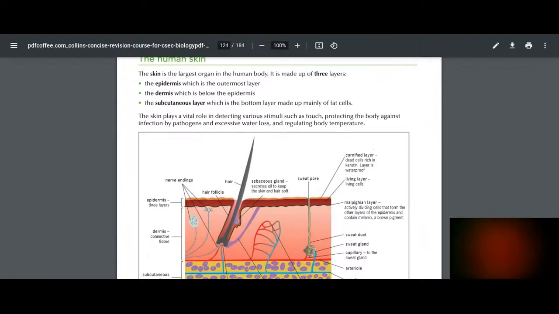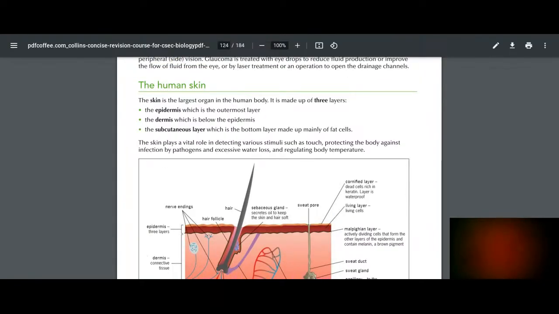Now the next section we have is the human skin. So what is the skin? The skin is the largest organ in the body, and it has three layers. We have an epidermis, a dermis, and a subcutaneous layer. The epidermis is the outermost layer of the skin. The dermis is below the epidermis, and the subcutaneous layer is the bottom layer made up of fat cells.